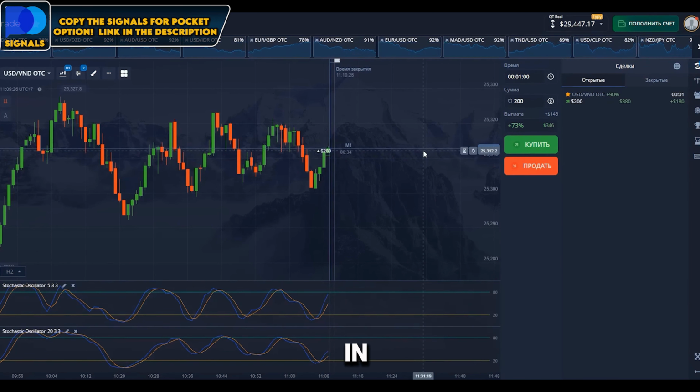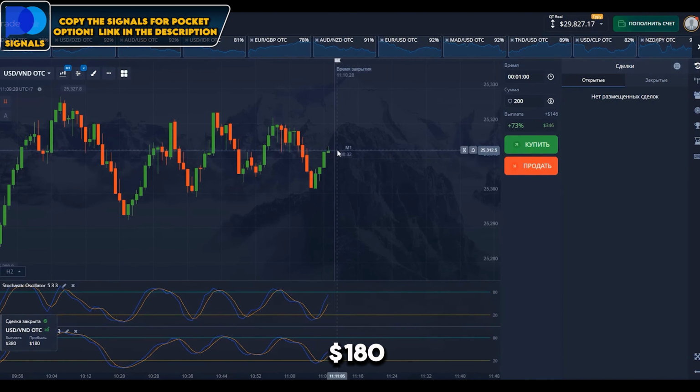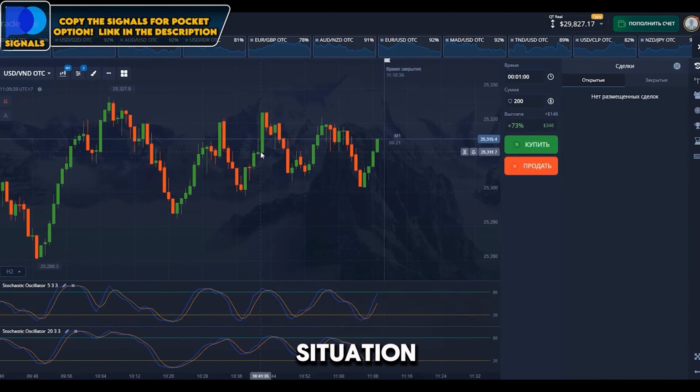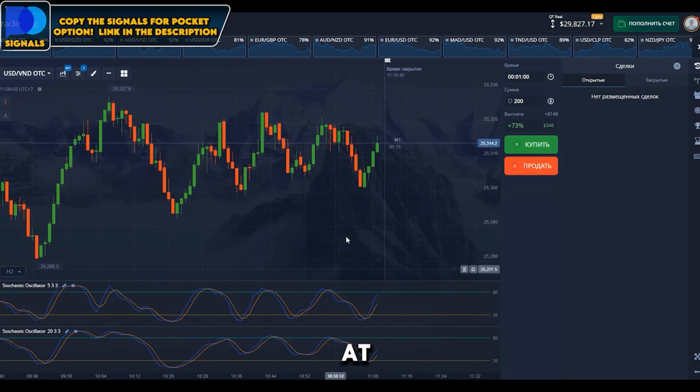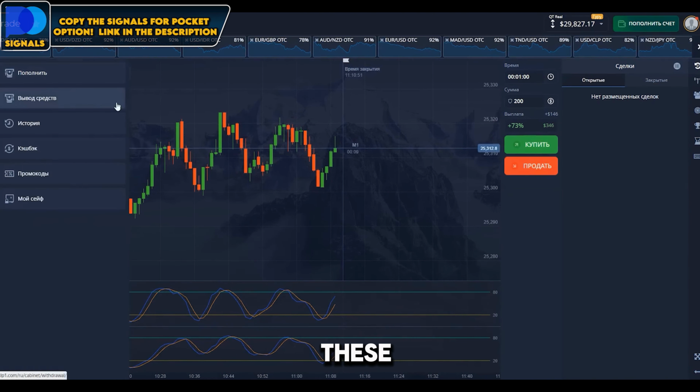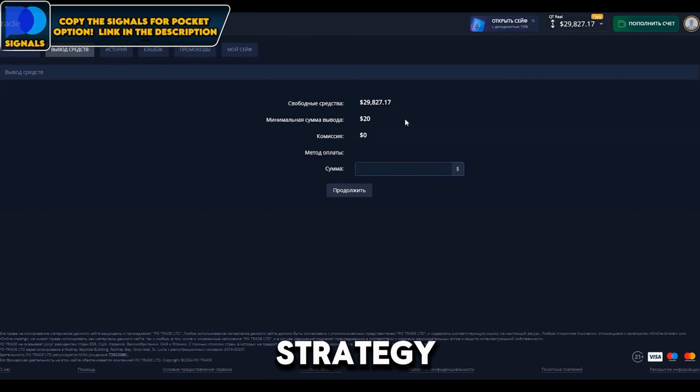And so the trade ends up in profit, adding another $180 to the account, which now stands at $29,800. Everything is pretty clear here. The stochastics are moving in sync with the price on the chart, and this is basically a textbook situation that you should take as an example for yourself. You can even see how the price is moving in a clear channel, with a defined zone at the top and at the bottom, and the channel itself is not narrow. It doesn't have every candle jumping back and forth. Overall, these kinds of situations are just perfect for this strategy.